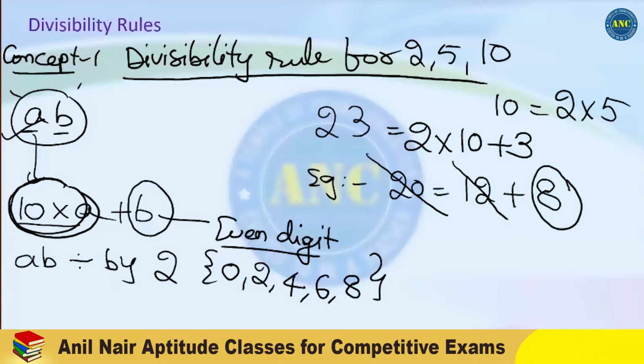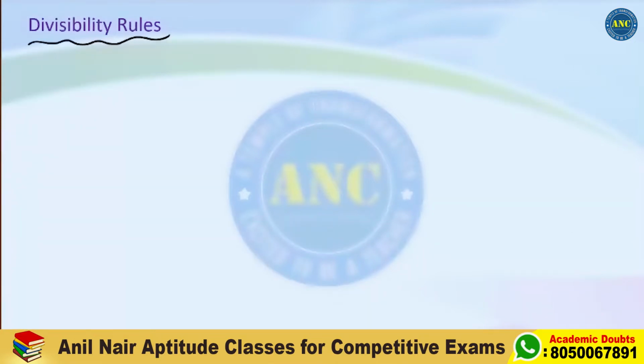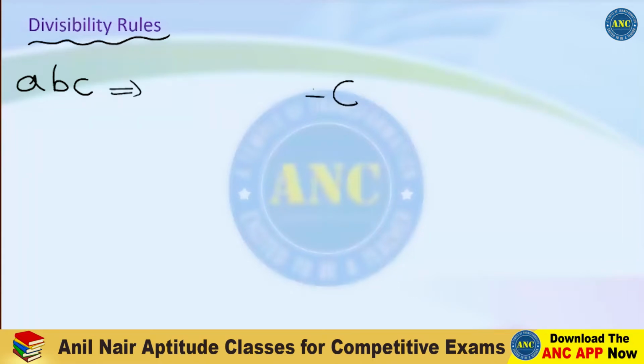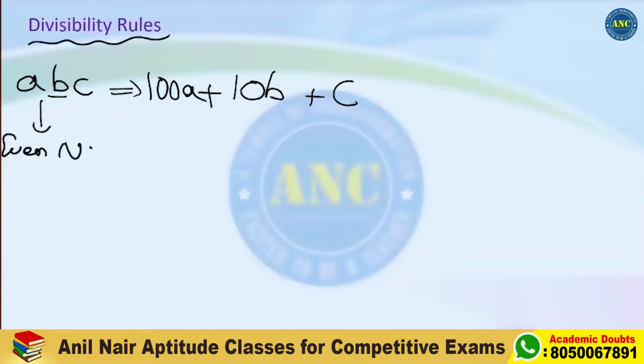Let me take a 3-digit number. Suppose I take a 3-digit number, ABC. C is there in units place. B is there in tens place, so the value will become 10B. A is there in hundreds place, so the value will become 100A. B is present in tens place, so the value of B became 10 into B. A is there in hundreds place, so the value of A became 100 into A. If ABC is an even number, which means it is divisible by 2. Any number divisible by 2 is also an even number.